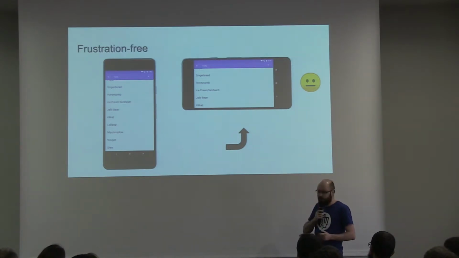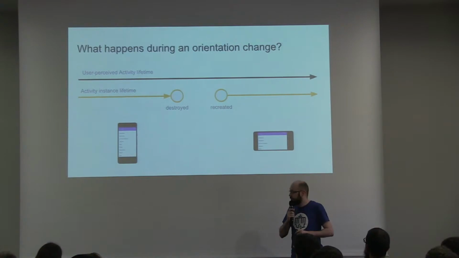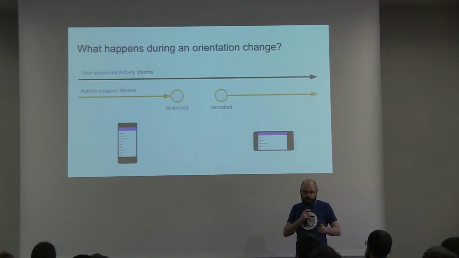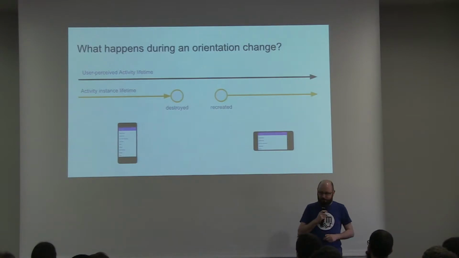All right, so I guess all of you know why we have these problems, the reason why the state is lost. When the device is rotated, the default behavior is that the activity is destroyed and then recreated. And if you don't take special care, some or all of your state might be lost, which leads to the frustration. And we can look at various ways how to make it less frustrating for the user. Sadly, it is quite frustrating for developers.